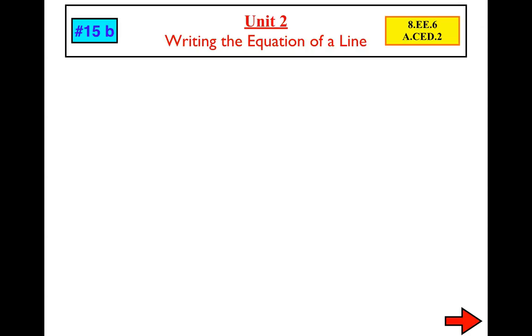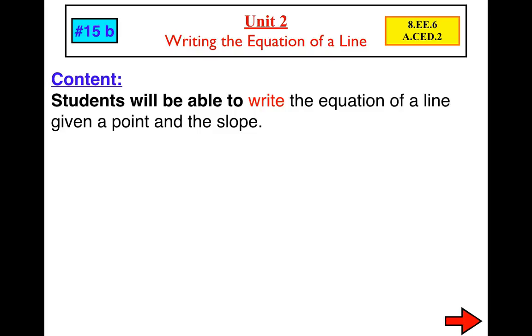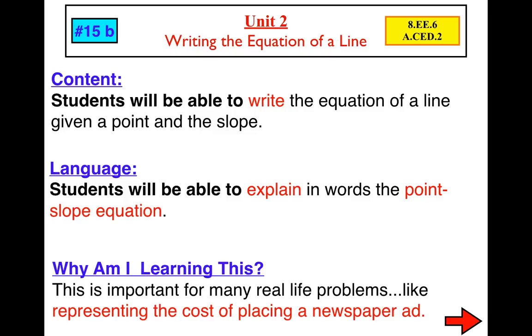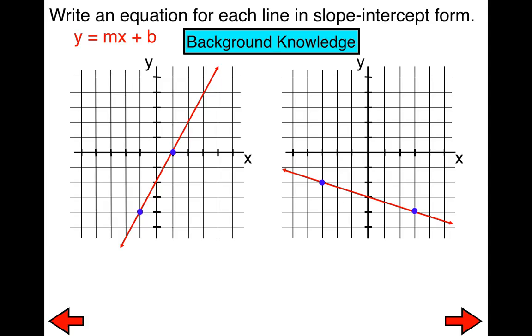So today we are working on 15B, which is writing the equation of a line. Our content objective is students will be able to write the equation of a line given a point and a slope. Language objective is students will be able to explain in words the point-slope equation. Why am I learning this? Well, it's important for many real-life problems like representing the cost of placing a newspaper ad.